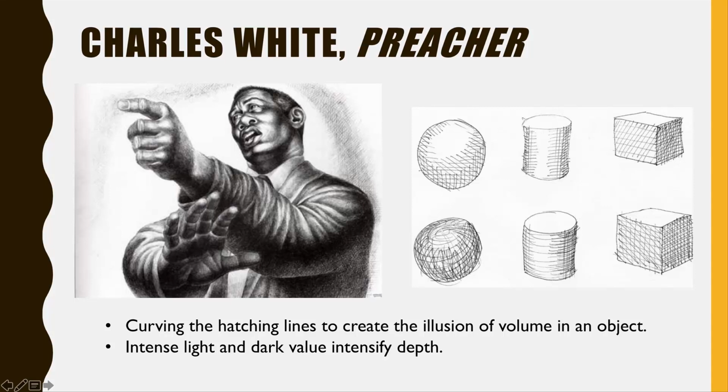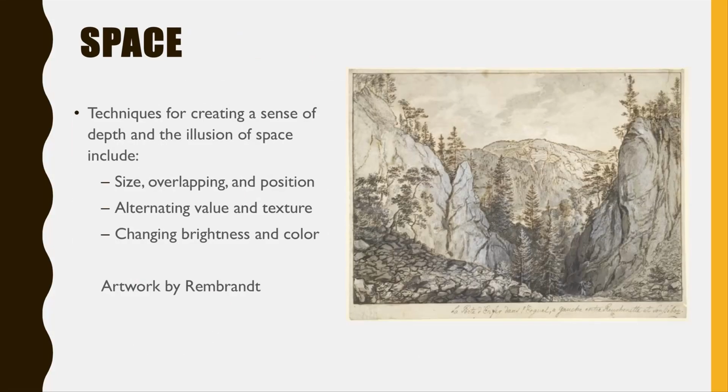All of these create the illusion of depth, and an artist can do that on really organic subject matter. In this case, we look at the preacher, where the rounding of the arm, the fingers, the face, all of that, the direction of those hatching lines, and the variation of light, medium, dark values are all evident to make it look 3D.